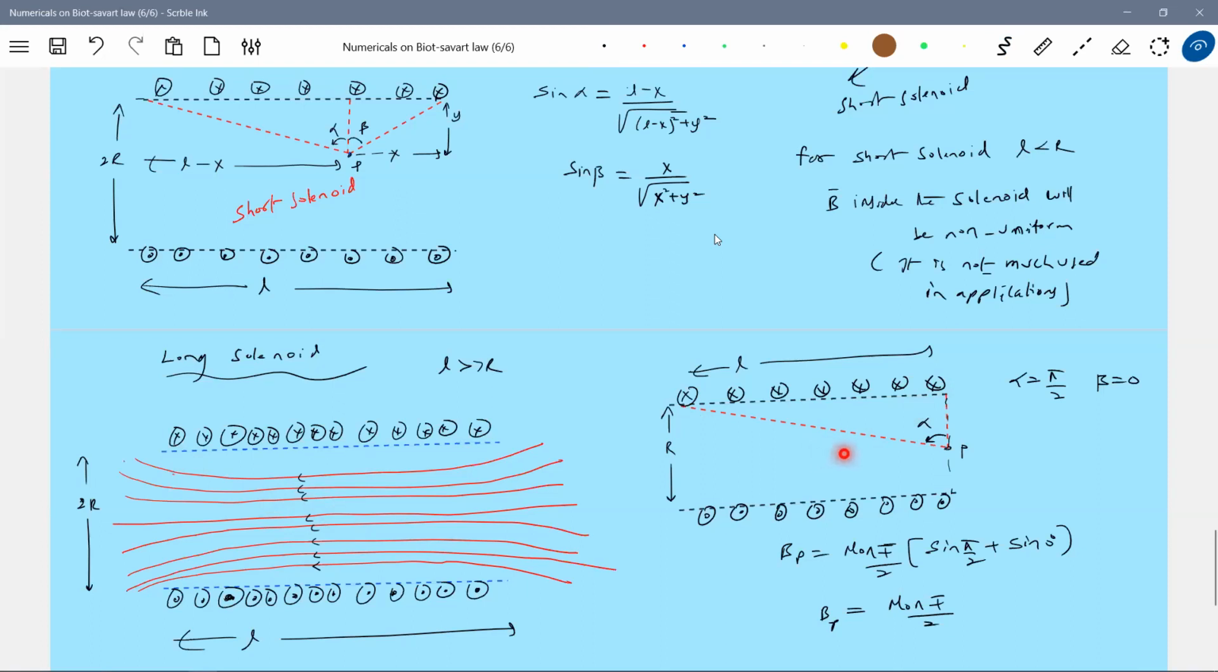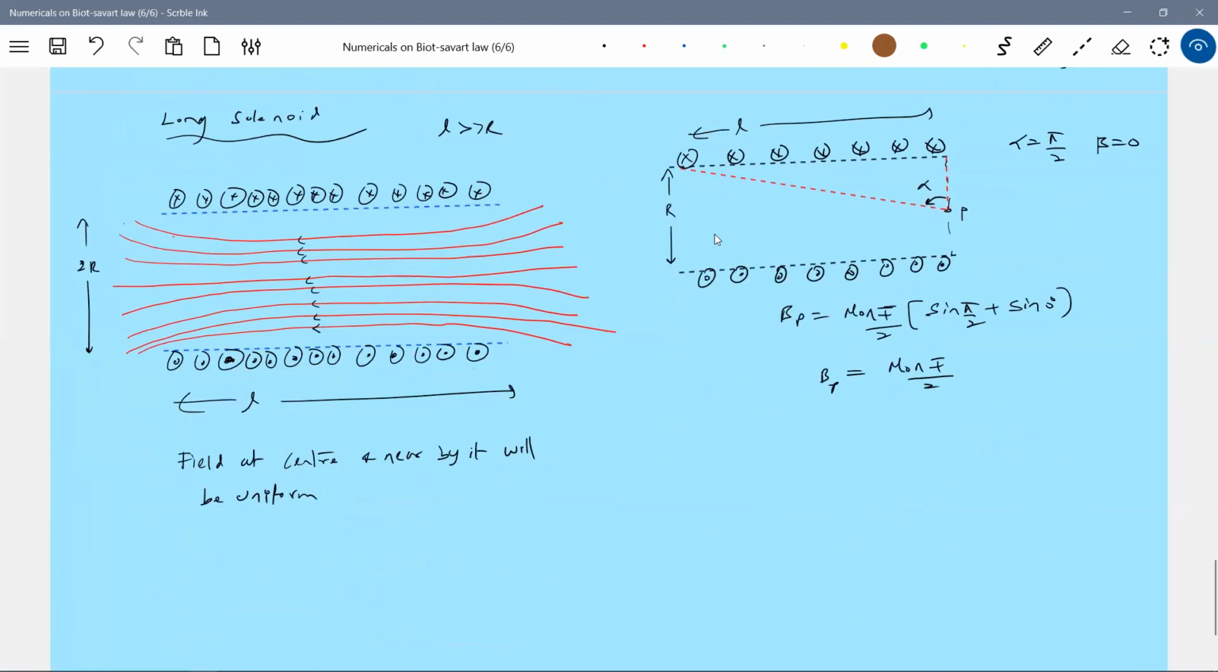Then as I move from the center, somewhere in this region, it will be uniform. Then it starts decreasing. At the ends, it will become mu naught Ni by 2, and outside it again starts decreasing. So the field inside the long solenoid, near the center, how much will it be? Mu naught Ni. The field near the center will be uniform and equal to mu naught Ni. Alpha, beta tend to 90 degrees.